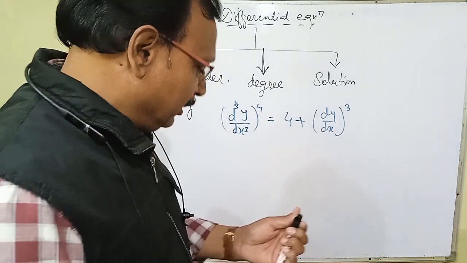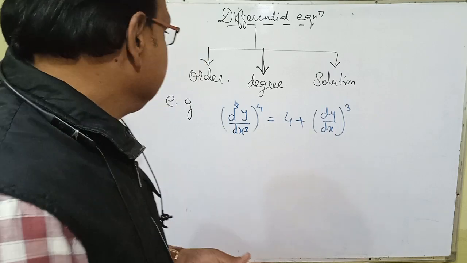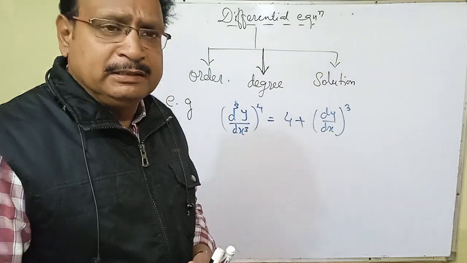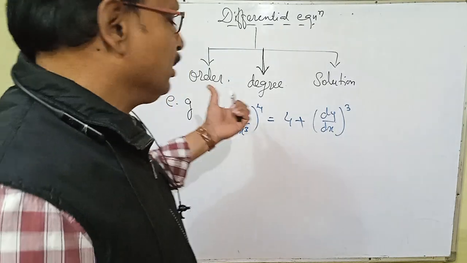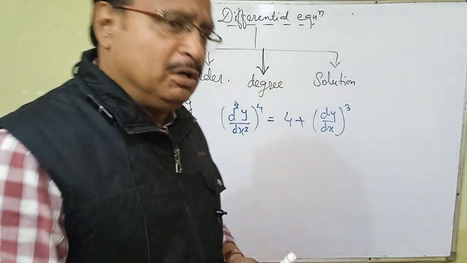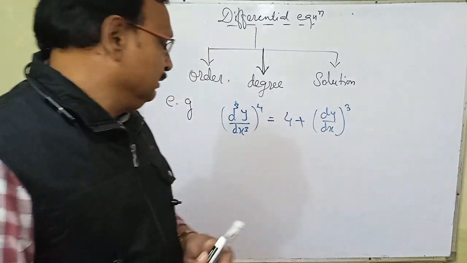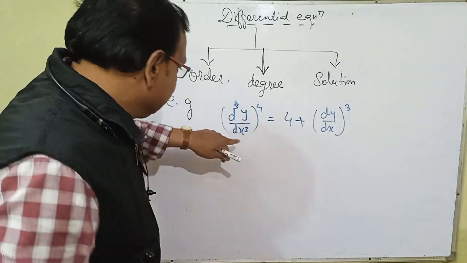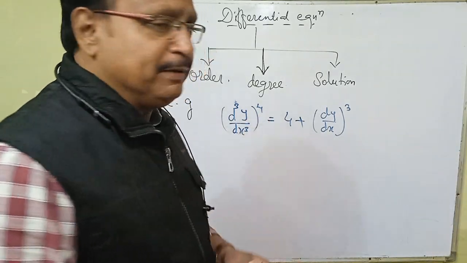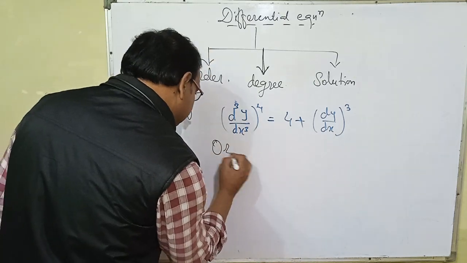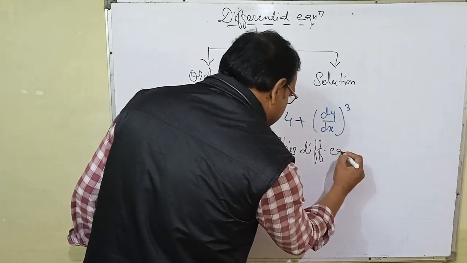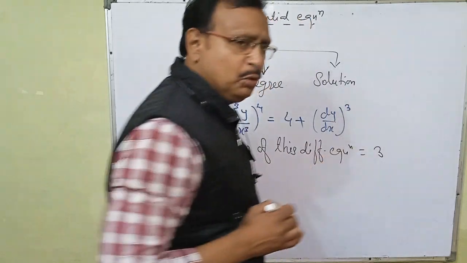According to the definition of order, we see that the highest derivative occurring in this differential equation gives the order of this differential equation. We say the order of a differential equation is the order of the highest derivative. Here we see that the highest order is 3. Then we say that the order of this differential equation is 3.